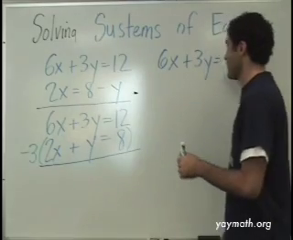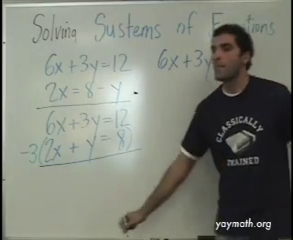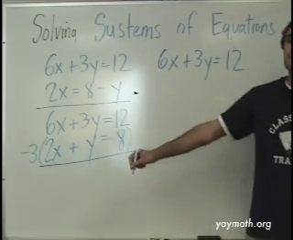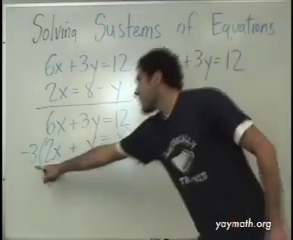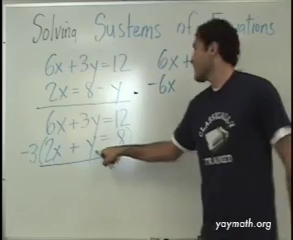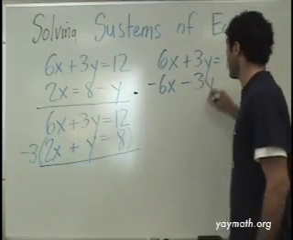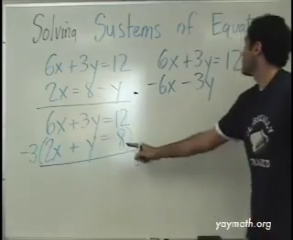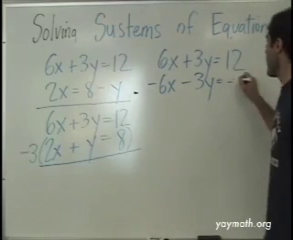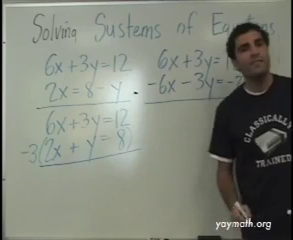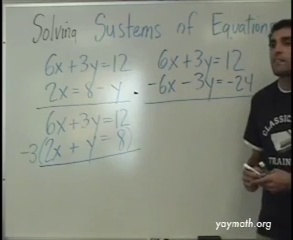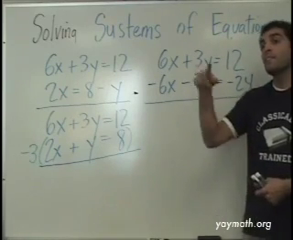6x plus 3y equals 12. All right, volunteer to say what the bottom one would be. Negative 6x, minus 3y, equals negative 24. All right. Anyone see what's going on? Something's up here. Fishy. So let's continue.